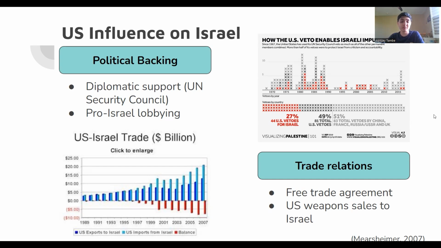Furthermore, trade relations between the two countries are also incredibly strong. The US and Israel have a long-standing free trade agreement, which signifies a much stronger relationship than the US and Saudi Arabia.